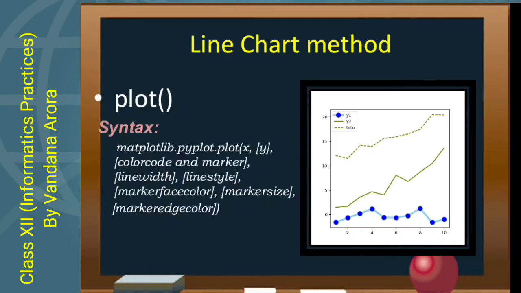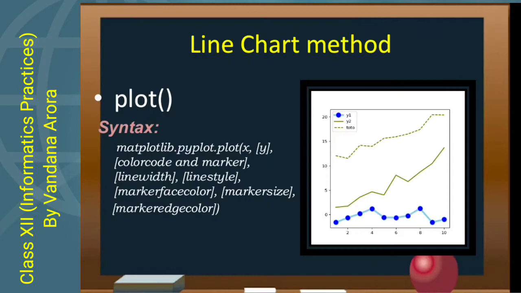The method for creating the line chart in Python is plot. The plot method has different parameters, as you can see in the syntax. matplotlib.pyplot.plot, then put the bracket. Parameters are x, y, color code and marker. You can see line width, line style, marker face color, marker size, marker edge color. These all parameters you will study later in this PPT.